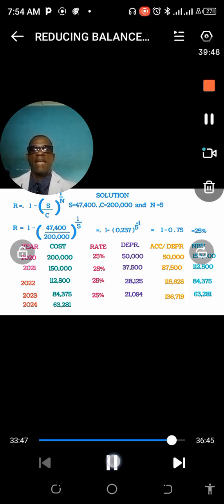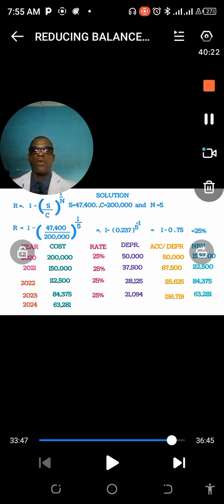Now, how are we going to calculate the rate? What rate are we going to use here to make sure we get the exact figure in the question? We are going to say 63,281 minus the scrap value in the question, that is 63,281 minus 5,120. That one will give us the figure for the depreciation for the fifth year, because we are trying to avoid rounding up that may disrupt the balancing of the balance sheets. So that is what we are going to do.